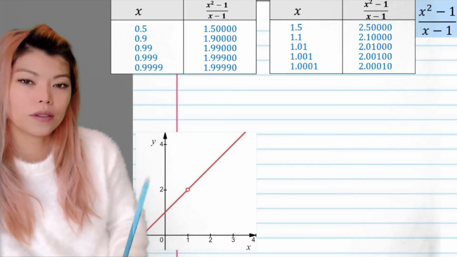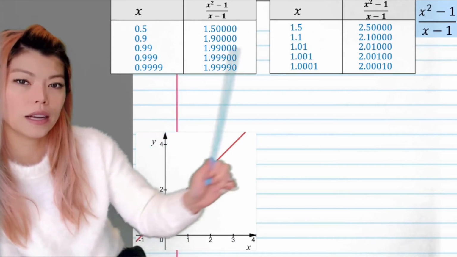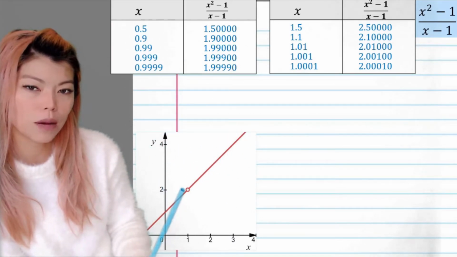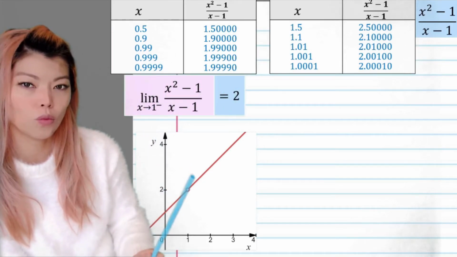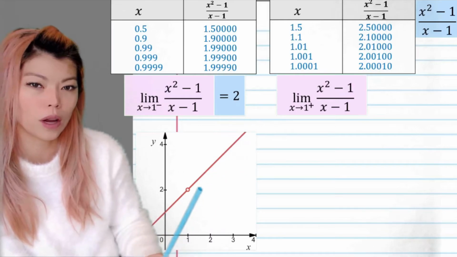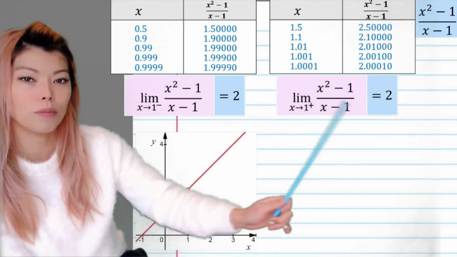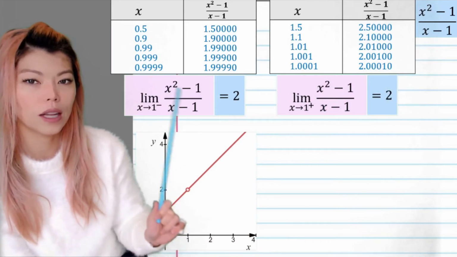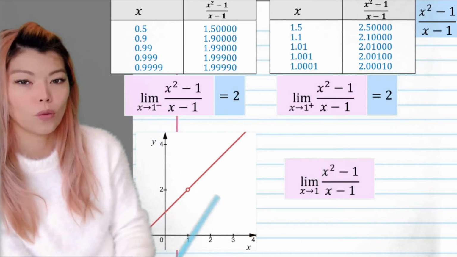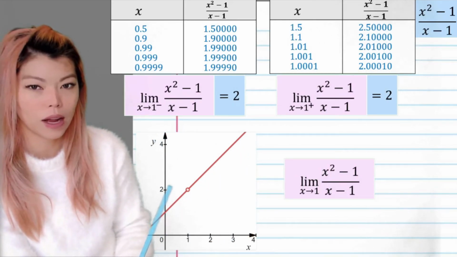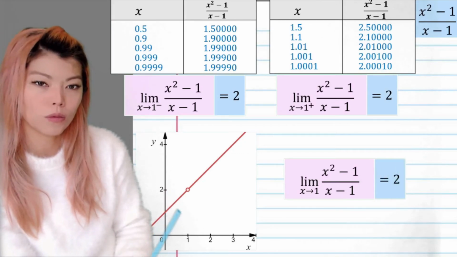So for the previous graph, we saw that the left side and the right side do match up to the same value. As x approaches 1 from the left, and as it approaches 1 from the right, the y value both approaches 2. So the left limit and the right limit are the same. Therefore we have a limit of x approaching 1, which is 2.